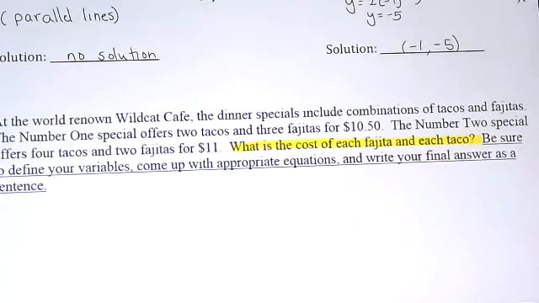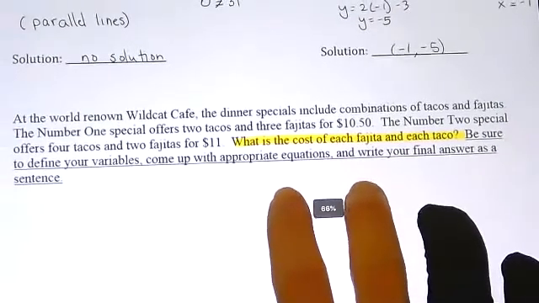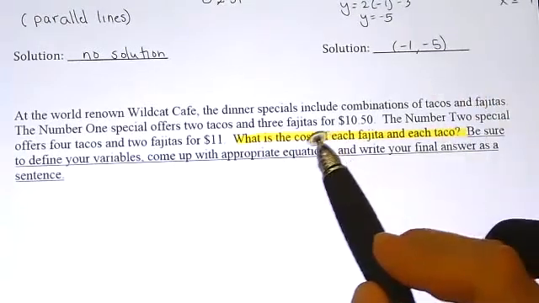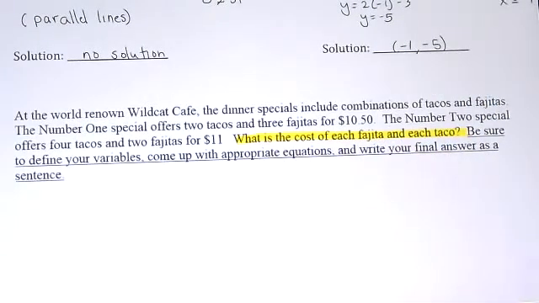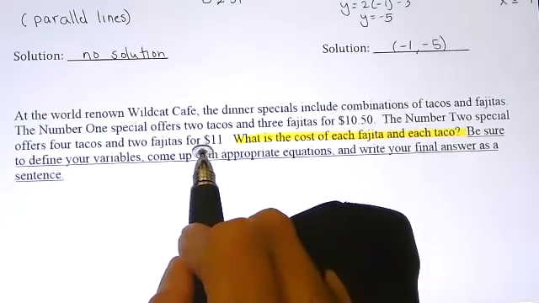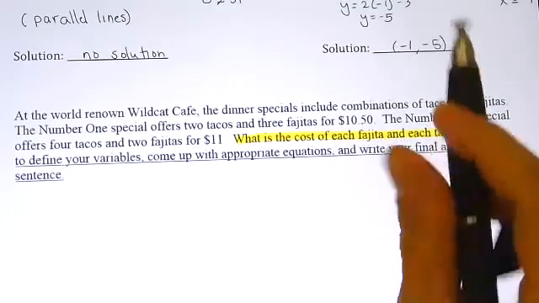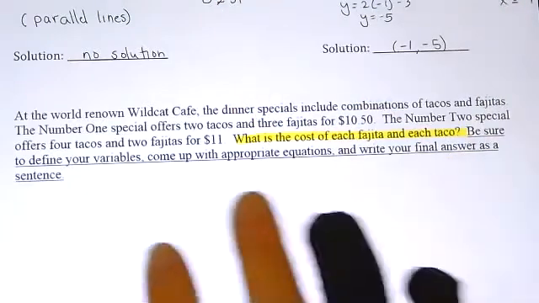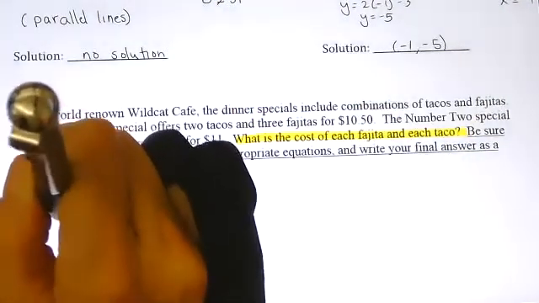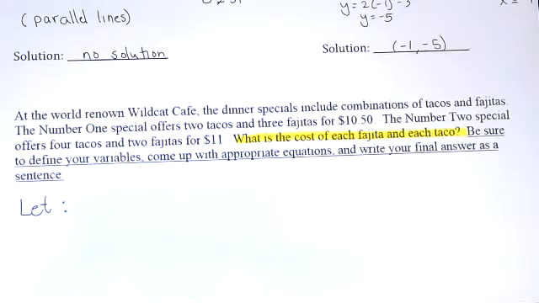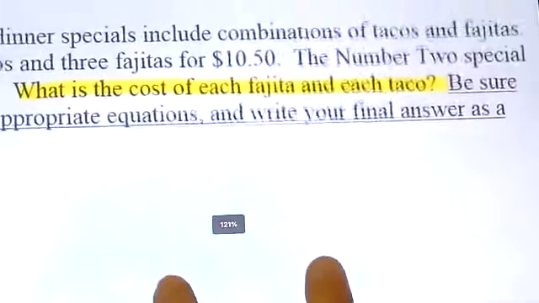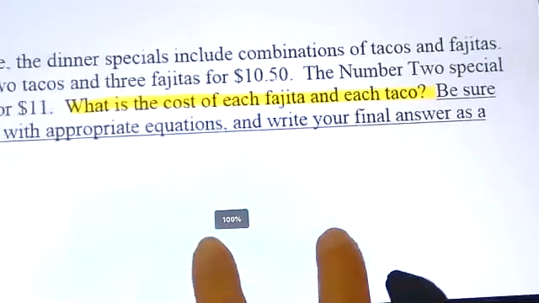So, world-renowned Wildcat Cafe, they have combinations of tacos and fajitas. Number one special, 2 tacos, 3 fajitas for $10.50. Number 2 special, 4 tacos, 2 fajitas for $11. What's the cost of each fajita and each taco? So we need to set up a couple of variables. So we're trying to find the cost of each fajita and each taco.